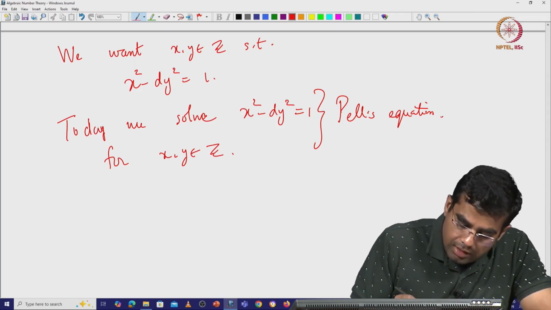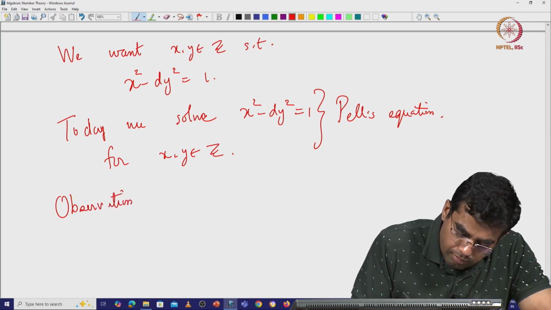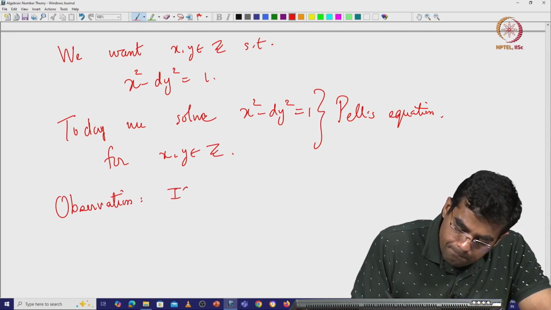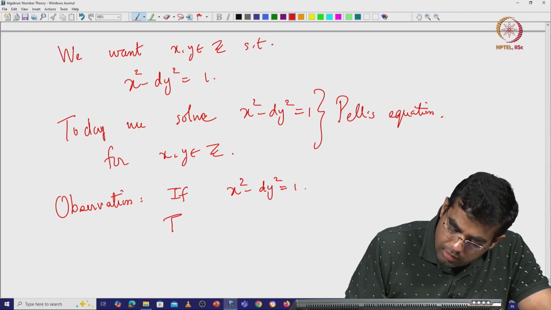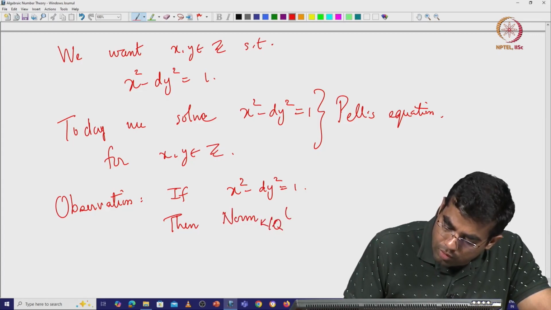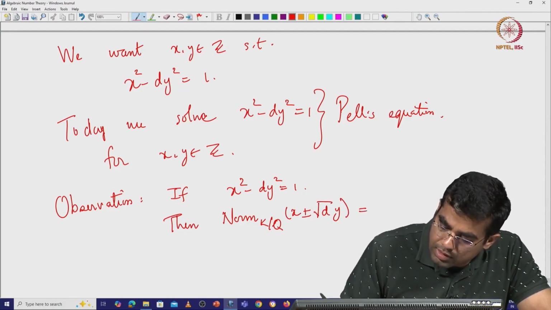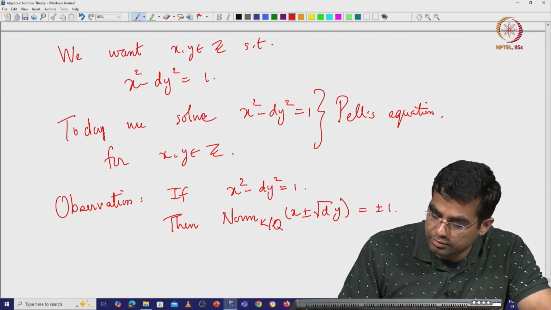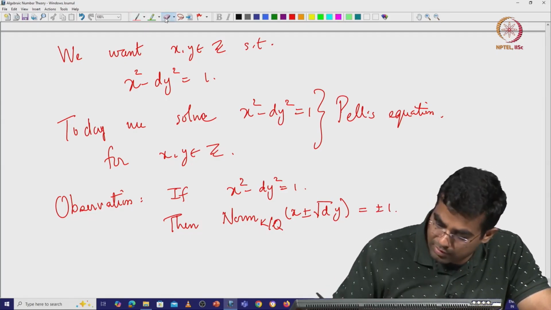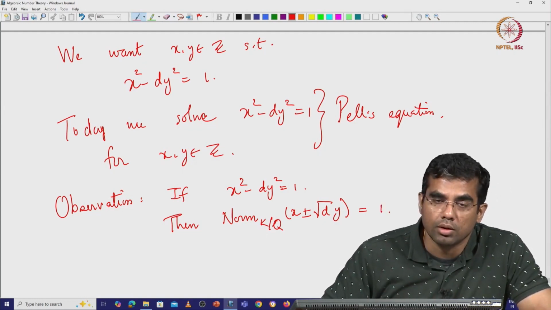Right. So, one observation: if x squared minus d y squared equals 1, then we know that the norm from k to Q of x plus or minus square root of d y, it does not matter which one I take, is equal to plus 1. Sorry, I mean it is equal to 1, right?